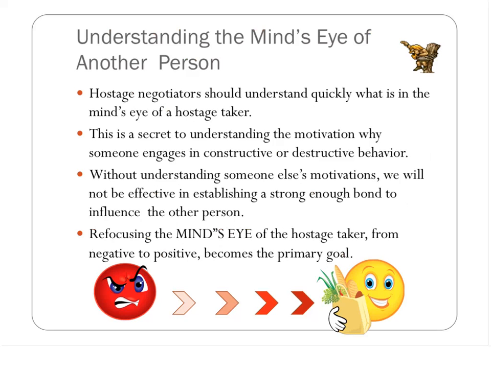Understanding the mind's eye is important because you, first of all, understand what's in the mind of the guy who is taking you as a hostage. That's part of the bonding. And when you find out the motivation behind what they do, then it's easier to create bonding. So then you refocus their mind's eye from the negative side to the positive side. So you change an angry guy to a happy guy. Like that grandma example, she was able to change the idea and the focus of the hostage taker from a losing cycle to a winning cycle.